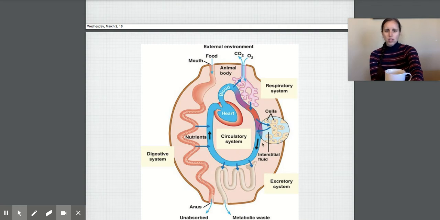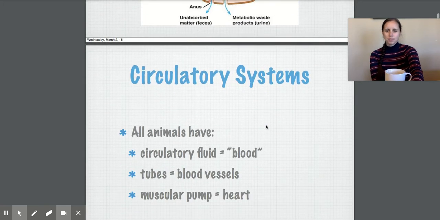The circulatory system is running in the middle here, and you can see that it's responsible for absorbing nutrients and carrying them to the body cells, and it's also responsible for excreting waste into the excretory system. It's responsible for picking up oxygen and discarding carbon dioxide into the lungs, and it delivers all of those things to cells. So it's really the thing that ties everything together between all of these systems.